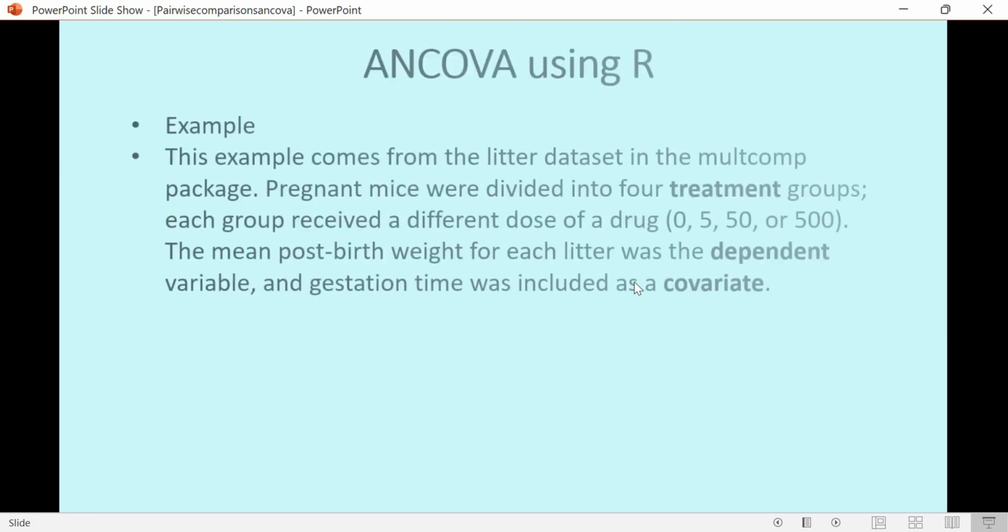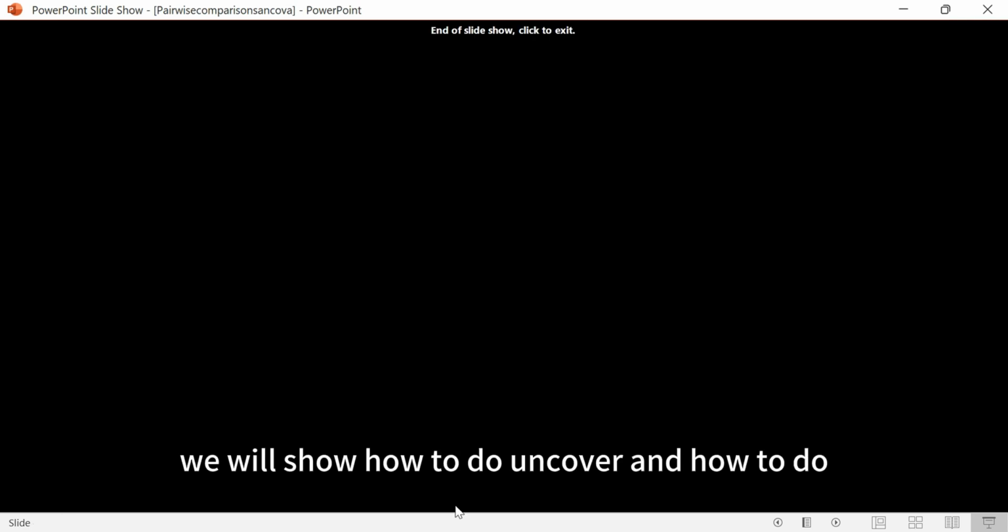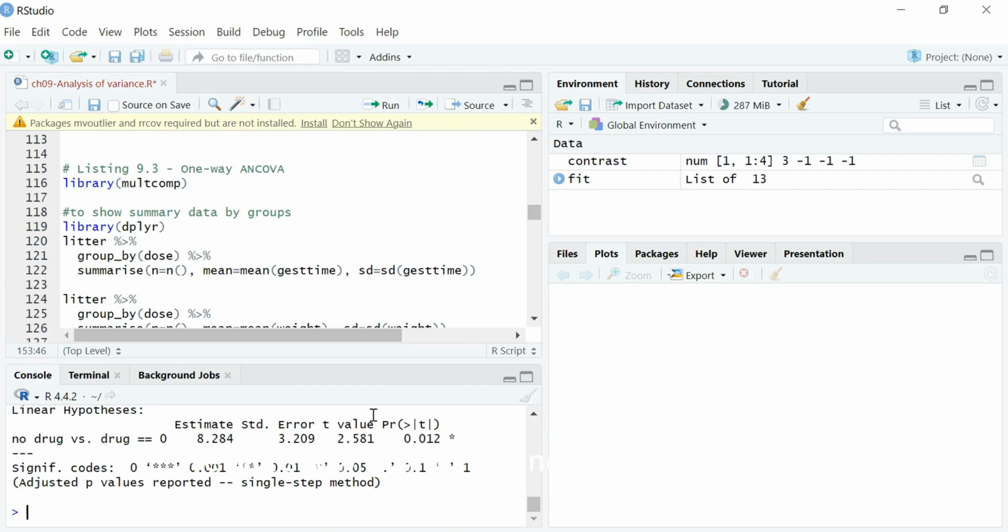Say there are four treatment groups with different doses: 0, 5, 50, and 500. The data set also has gestation time as a covariate, and the dependent variable is the mean birth weight for the litter. So we will show how to do ANCOVA and how to do multiple comparisons in RStudio.